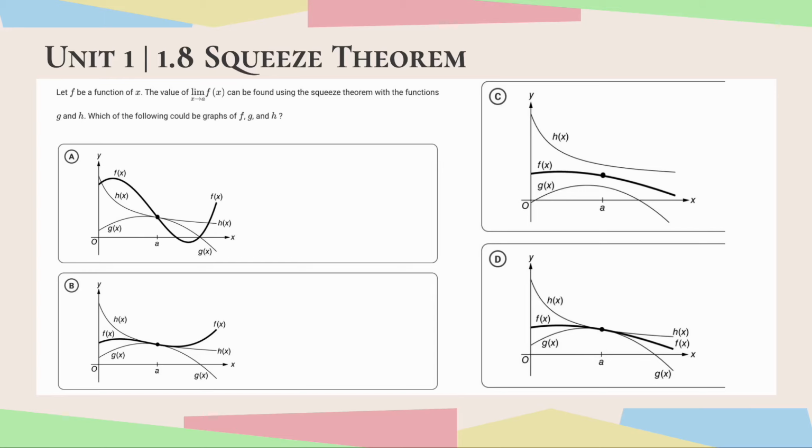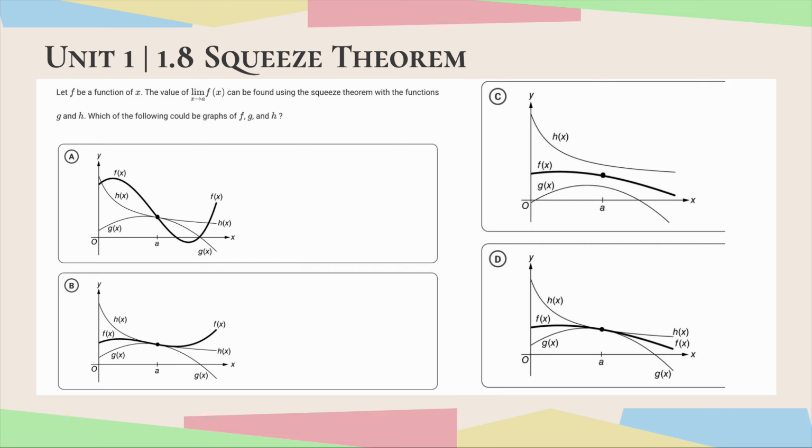Welcome back. In this video, we are going to be covering topic 1.8, which is the squeeze theorem, specifically for AP Calculus. So let's take a look at the first question here. It says, let f be a function of x. The value of the limit as x approaches a of f of x can be found using the squeeze theorem with the functions g and h. Which of the following could be graphs of f, g, and h?